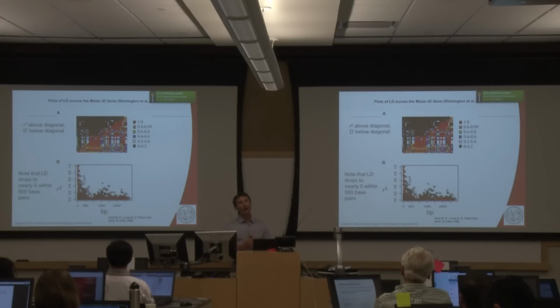So if you want to use a panel like this to do association mapping, you better have very, very dense genotyping to ensure that you have a marker within 500 base pairs of the causal polymorphism that you're after.